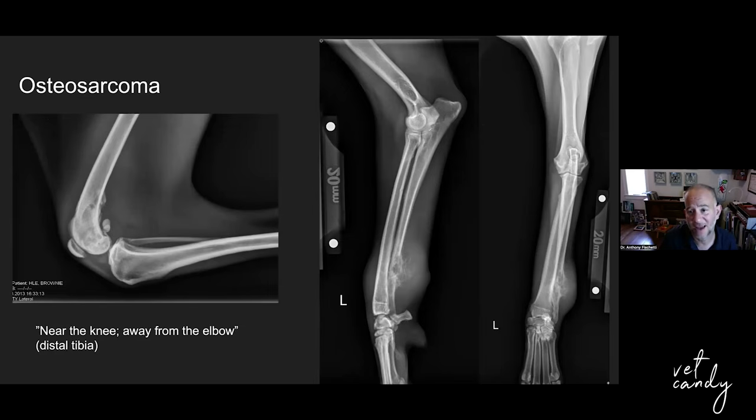One thing that I do not have here is proximal humerus, a very, very common place for osteosarcoma starting. The one time where near the knee, away from the elbow, doesn't work, but it's still a really common area, is the distal tibia. In that case, we're away from the knee, but it's still a very common place for primary bone tumors to start, okay?